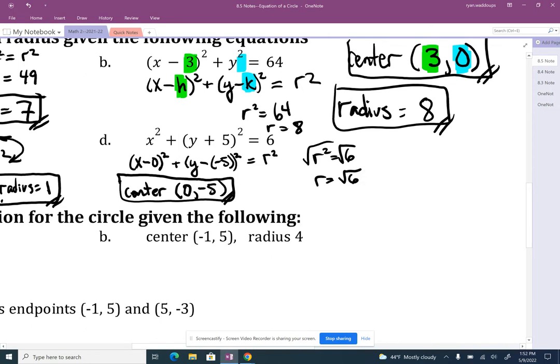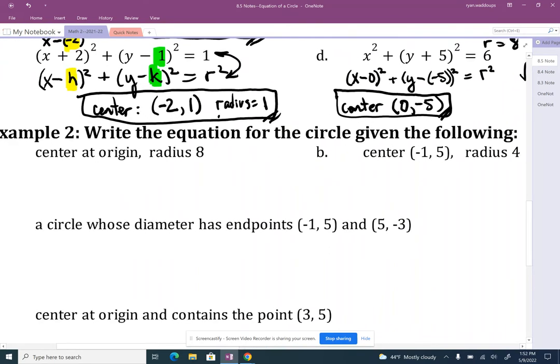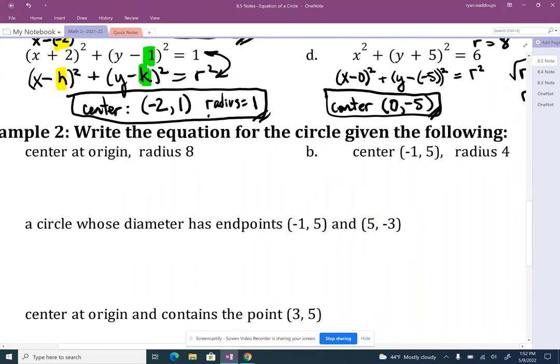And my radius is at the point, not the point, the distance is the square root of 6. And then we have, write the equation for the circle given the following.